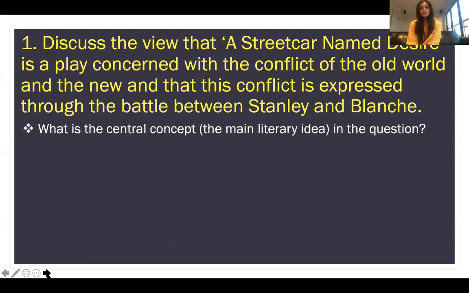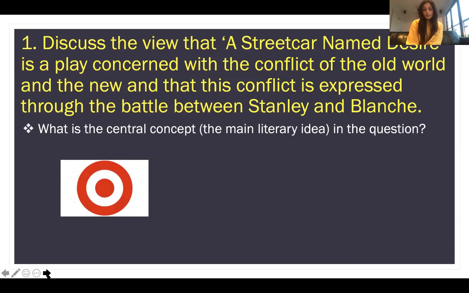What is the central concept, the main literary idea in the question? This is a question that you're going to have to ask yourself every time you do an essay, whether that's in preparation for the exam or actually in an exam itself. You're going to have to make sure that you understand that question really, really well. So what I'm going to do at the start is to talk you through what I would do as a student if I had to deal with this question.